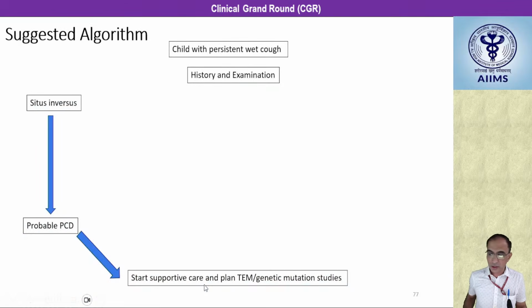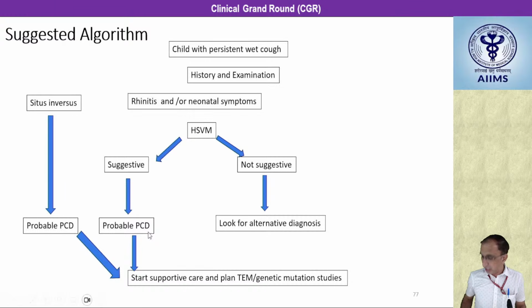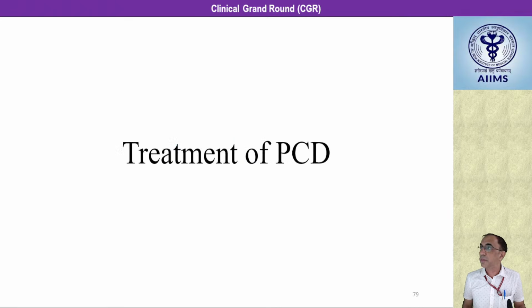So based on these results, we suggest this algorithm. We check for the persistent wet cough. We look for situs inversus. If it is there, we can label it probable PCD. If not situs inversus, we have to look for rhinitis and neurological symptoms, and then perform high-speed microscopy. If it is suggestive, we can label probable PCD. If they are not suggestive, we consider PCD unlikely. If they do not have rhinitis or neurological symptoms, we should perform both high-speed and nasal NO. If both are abnormal, we can label probable PCD. And to label definite PCD, we need either electron microscopy or a genetic test.